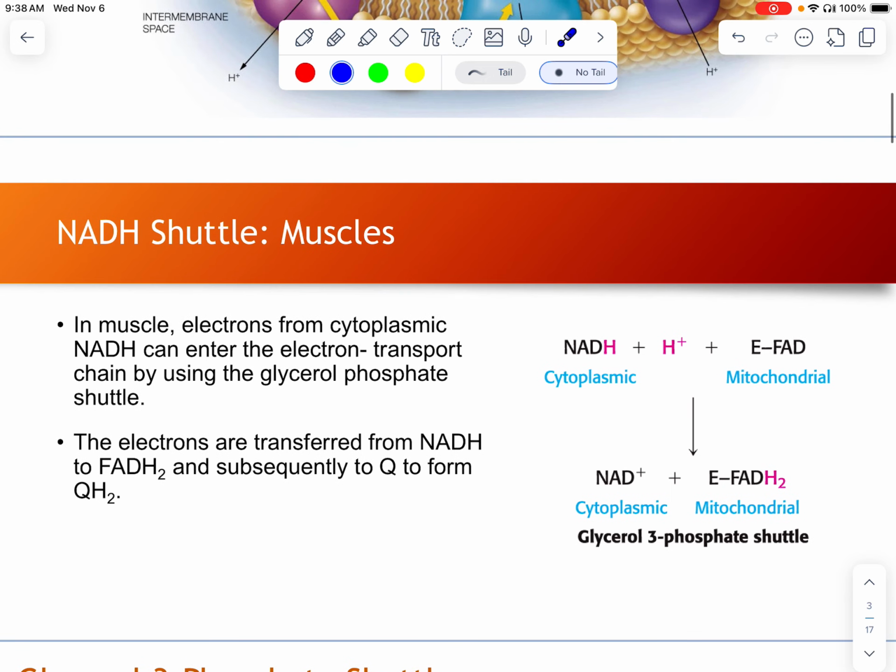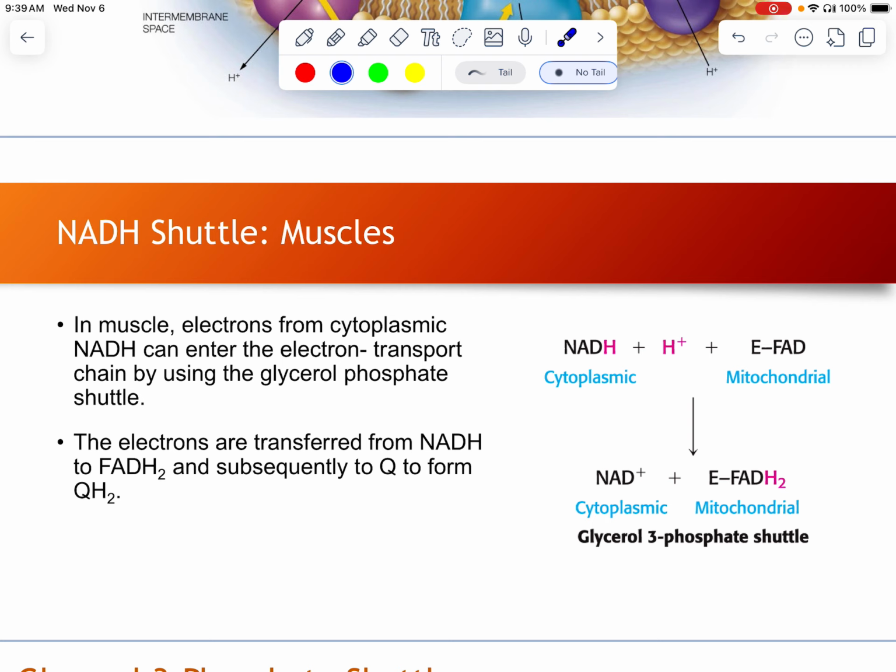We're going to start by looking at NADH shuttles in the muscle cells. So this will be different in other types of cells, but we need a way for the NADH created in glycolysis in the cytoplasm, right? We need to be able to get those electrons from that cytoplasmic NADH into the electron transport chain. Okay, and the way we do this is what we call the glycerol phosphate shuttle. We're going to look at a picture.